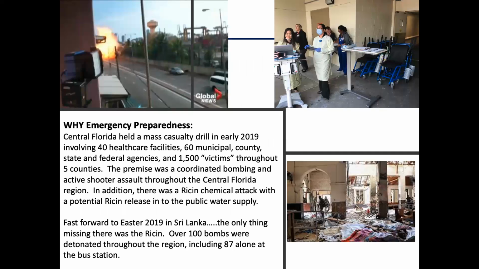So I added this slide last year. We held a mass casualty drill as part of the Central Florida Disaster Coalition early last year. It involved 40 healthcare facilities and 60 municipal, county, state, and federal agencies. We had 1,500 victims, volunteer high school kids throughout 5 counties. And the premise of that was a coordinated bombing and active shooter assault throughout the Central Florida region.